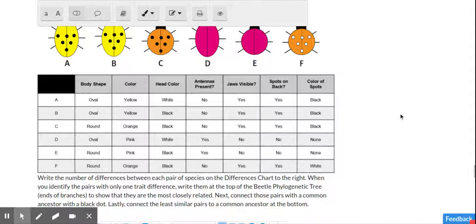Write the number of differences between each pair of species on the difference charts to the right. When you identify the pairs with only one trait difference, write them at the top of the beetle phylogenetic tree, the ends of the branches, to show they are the most closely related. Next, connect these pairs with a common ancestor with a black dot. Lastly, connect the least similar pairs to a common ancestor at the bottom.